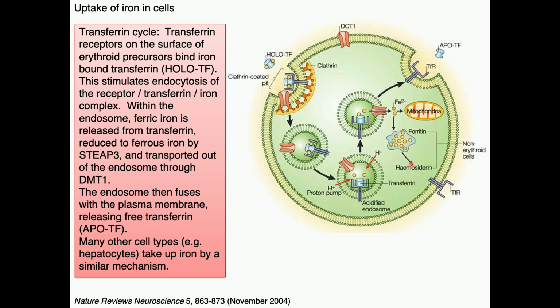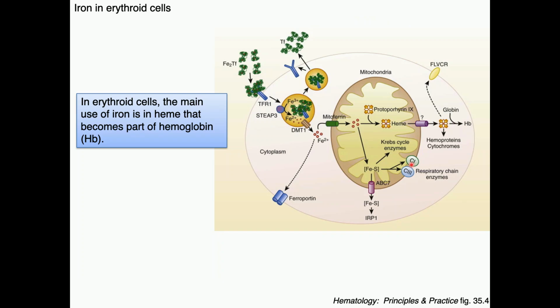Okay, good questions. Any other thoughts? Okay. Why don't we talk now about iron in erythroid cells? These are cells in the erythroid lineage in the bone marrow that are going to become red blood cells, but they haven't yet lost their capacity for gene expression and protein synthesis, etc.